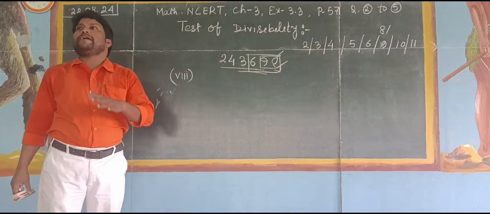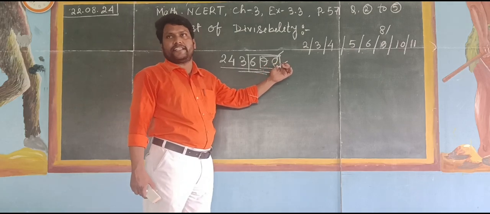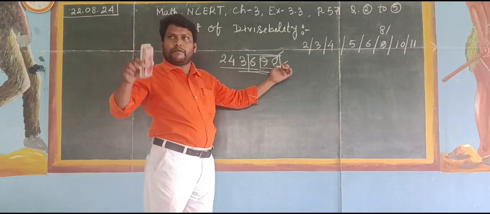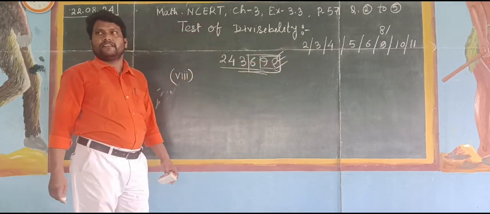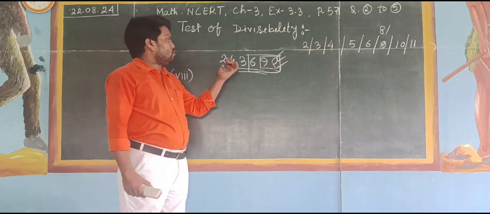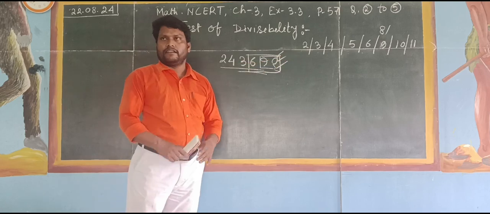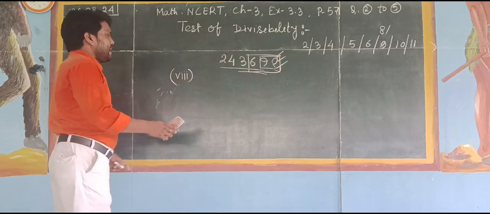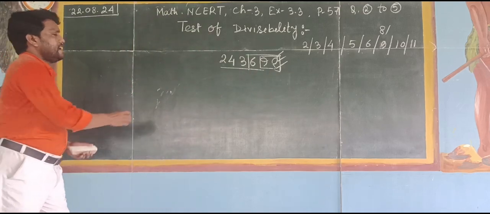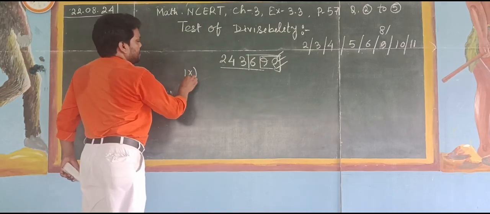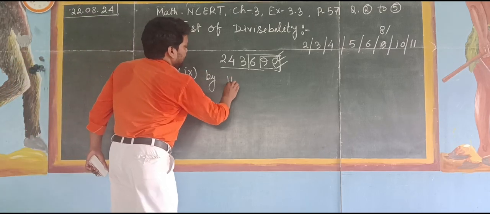Most simple method: if any number contains 0 in its ones place, then the number must be divisible by 10. So there I have 0. That means the number 243690 will be divisible by 10. But the most attractive method is by 11. Property number 9, divisible by 11.